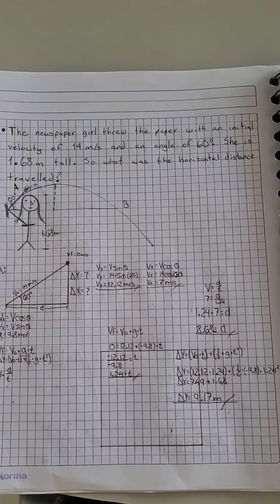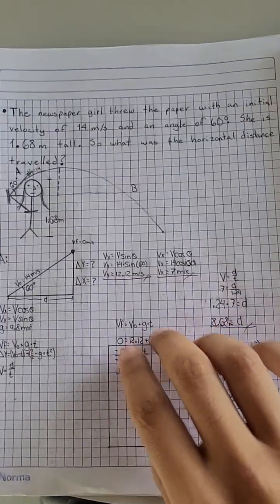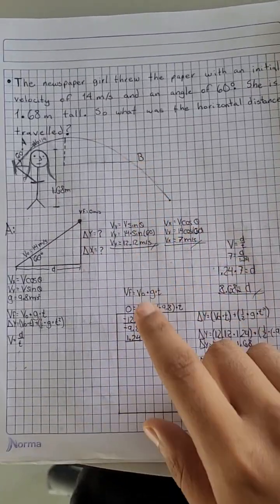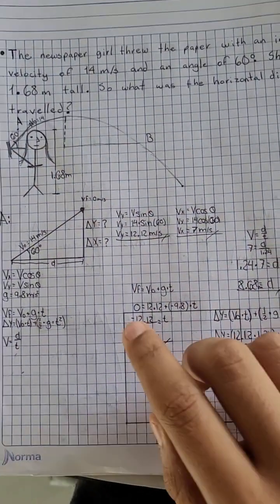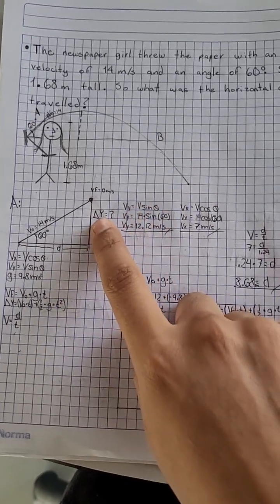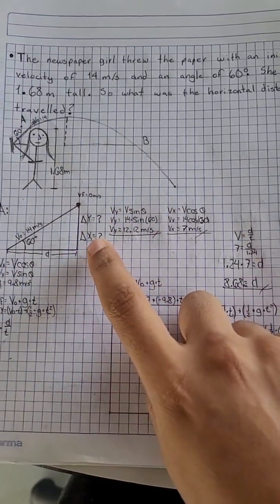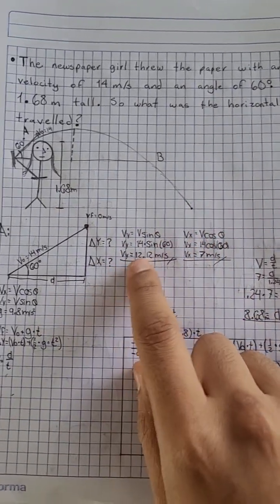Okay, so in this problem, it said that a girl threw a newspaper at a speed of 40 meters per second and an angle of 60 degrees. So first of all, to get the magnitude of the initial velocity in y and x, we have to calculate with sine and cosine functions of this magnitude.